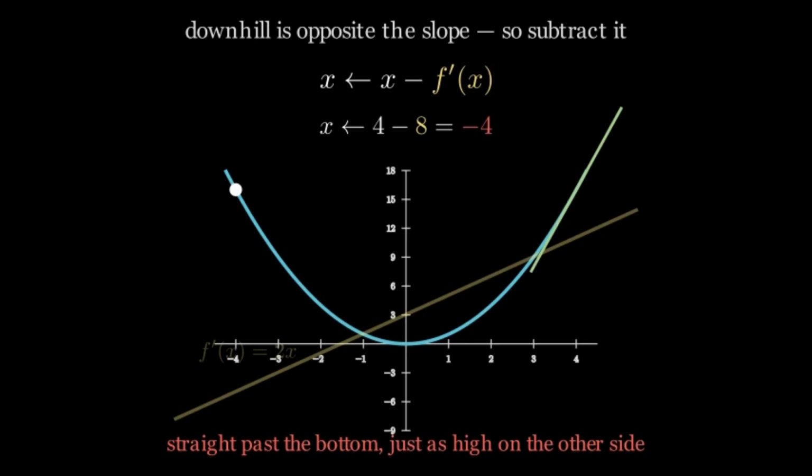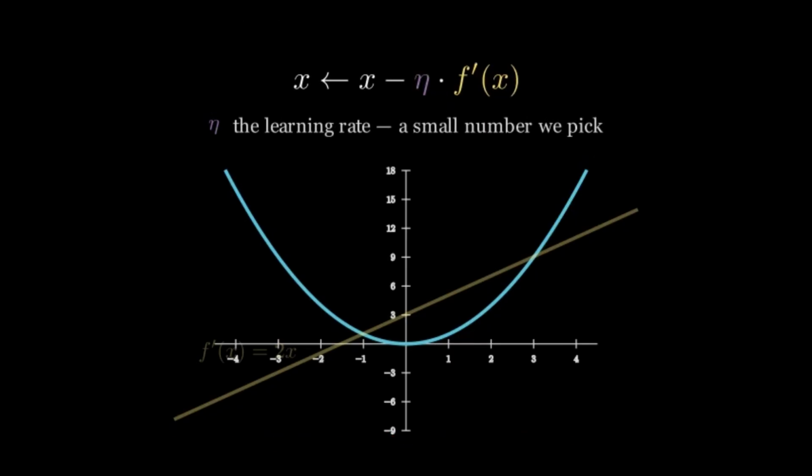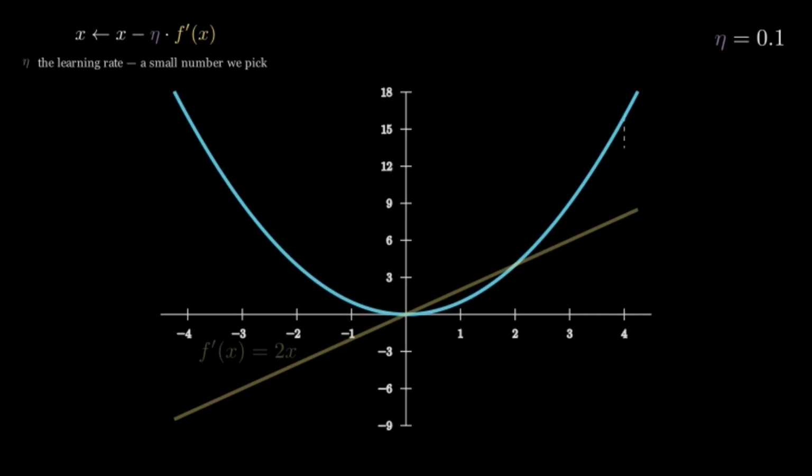So we scale it down, multiply by a small number eta. Before we subtract, x becomes x minus eta times f prime of x. Eta is called the learning rate and it is ours to choose. Now let's run it properly with eta at 0.1. We start at 4. The slope is 8, so we move minus 0.8, landing at 3.2. There the slope is 6.4, so we move minus 0.64, landing at 2.56. Again, slope 5.12, step minus 0.51.